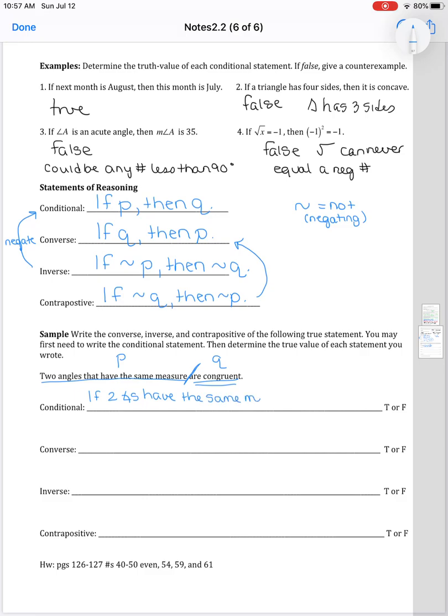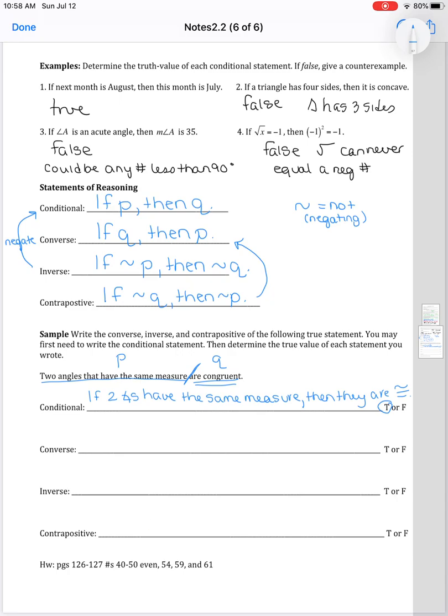If two angles have the same measure, comma, then they are, and I'm going to use the congruent symbol to save some writing here. So if two angles have the same measure, then they're congruent. Well, by definition, if they have the same measure, they're congruent. That makes sense. That's true.